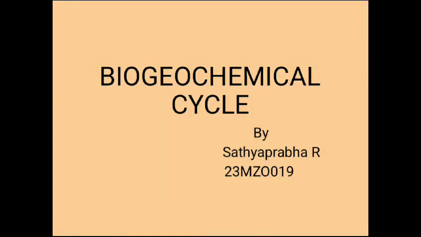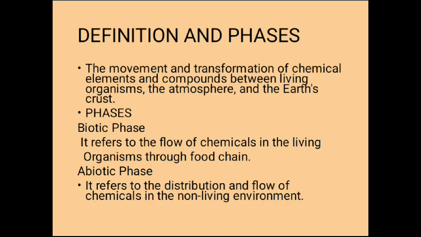Hello everyone, in this video we are going to see the biogeochemical cycle. Definition: the movement and transformation of chemical elements and components between living organisms, the atmosphere and the earth's crust. Phases: there are two phases.